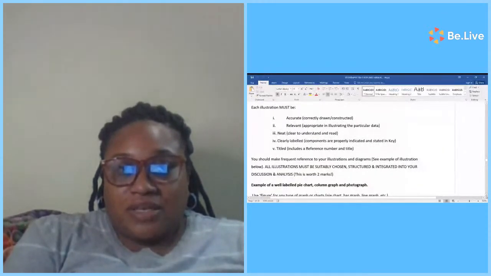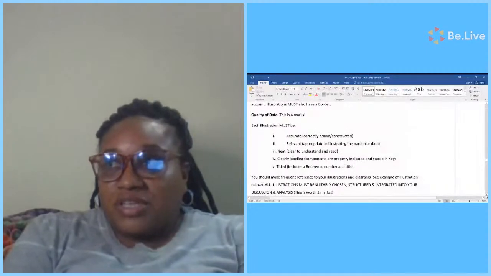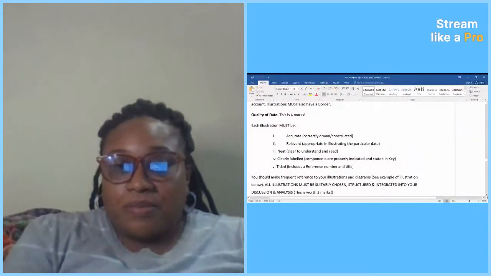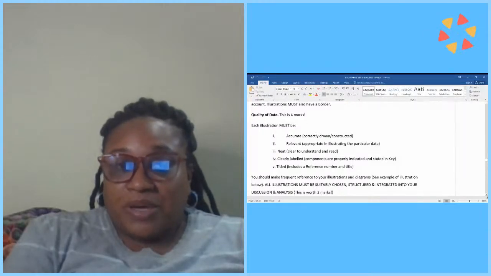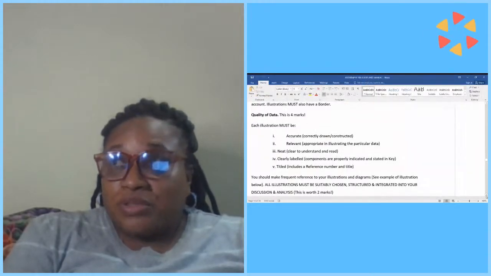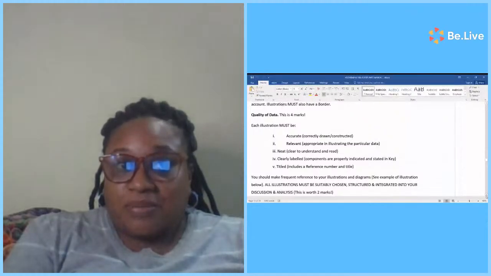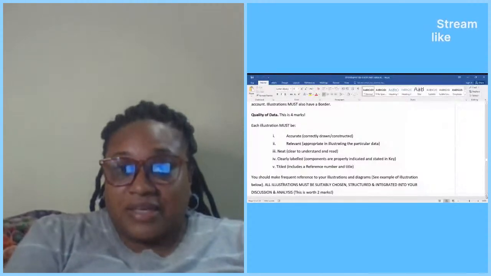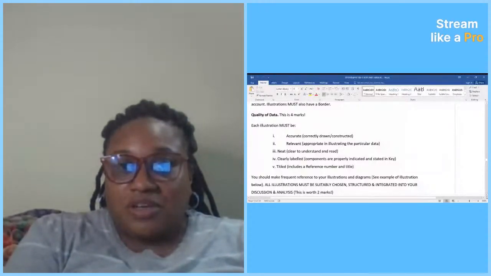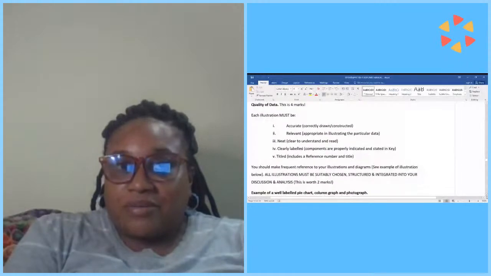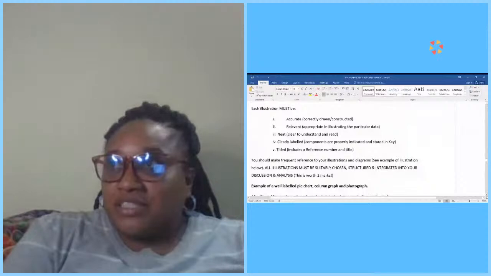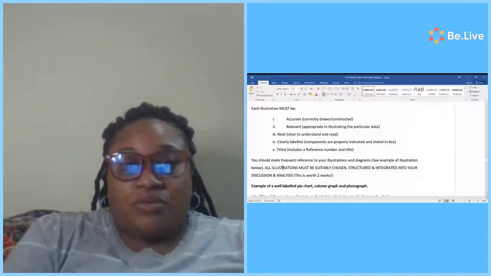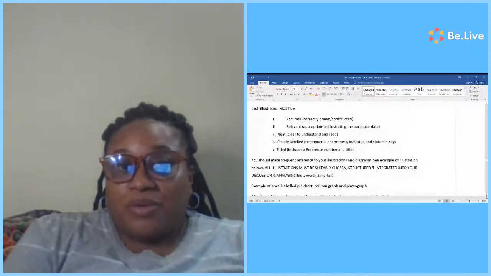So quality of data means how accurate you presented your data. If you made errors in the calculations and your teacher picks it up, you can lose marks. So the accuracy is important to get that full 4 marks. So accurate, correctly drawn and constructed. If you're using the computer, you will have less error because it does that for you. You just have to make sure that you calculated the percentages correctly, or you calculated correctly using the formula in Excel.